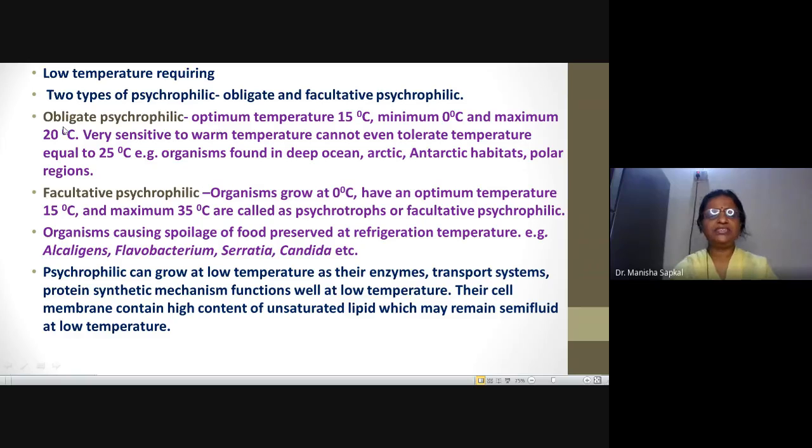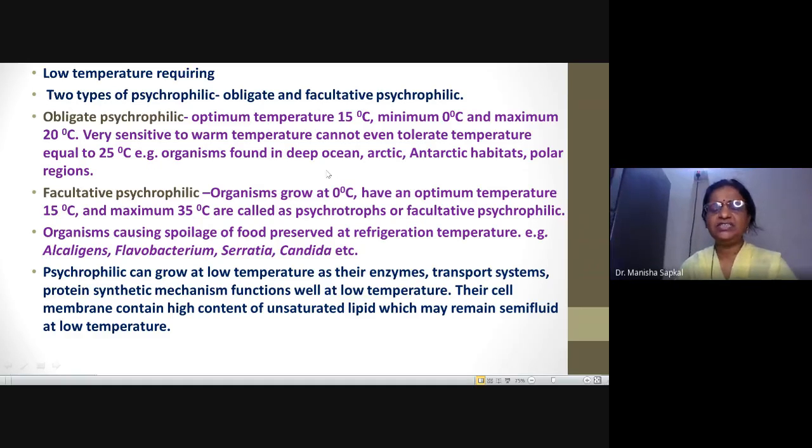Now, what are the temperature requirements of obligate psychrophiles? The optimum temperature is 15, minimum is 0, maximum is 20. So, temperature range is 0 to 20. 0 is minimum, 20 is maximum. Within this range, the organism will grow. They are very sensitive to the warm temperature. That's why they are called obligate. Obligate means strict. They strictly require very low temperature. Just a warm temperature cannot allow their growth. So they are very sensitive to warm temperature, and cannot even tolerate a temperature equal to 25. 25 also cannot allow the growth of obligate psychrophiles.